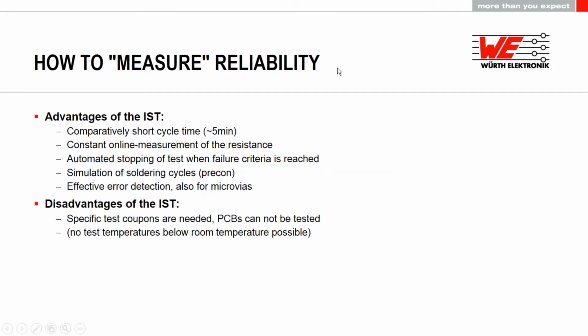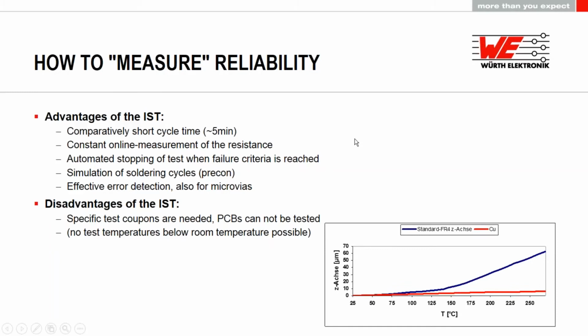Yeah, in a nutshell, the advantages and disadvantages of the IST: we have the short cycle times, we have the constant online measurement of the resistance, we have the automated stopping when reaching the failure criteria, we can simulate the soldering cycles, and we have a very effective error detection. We also have some disadvantages. On the one hand, you cannot test PCBs. You need those specific test coupons which represent critical designs of the PCB. That's very important because you need those special connections and those special cycles on the coupons to be able to perform the test. And the second one is that you cannot test below room temperature.